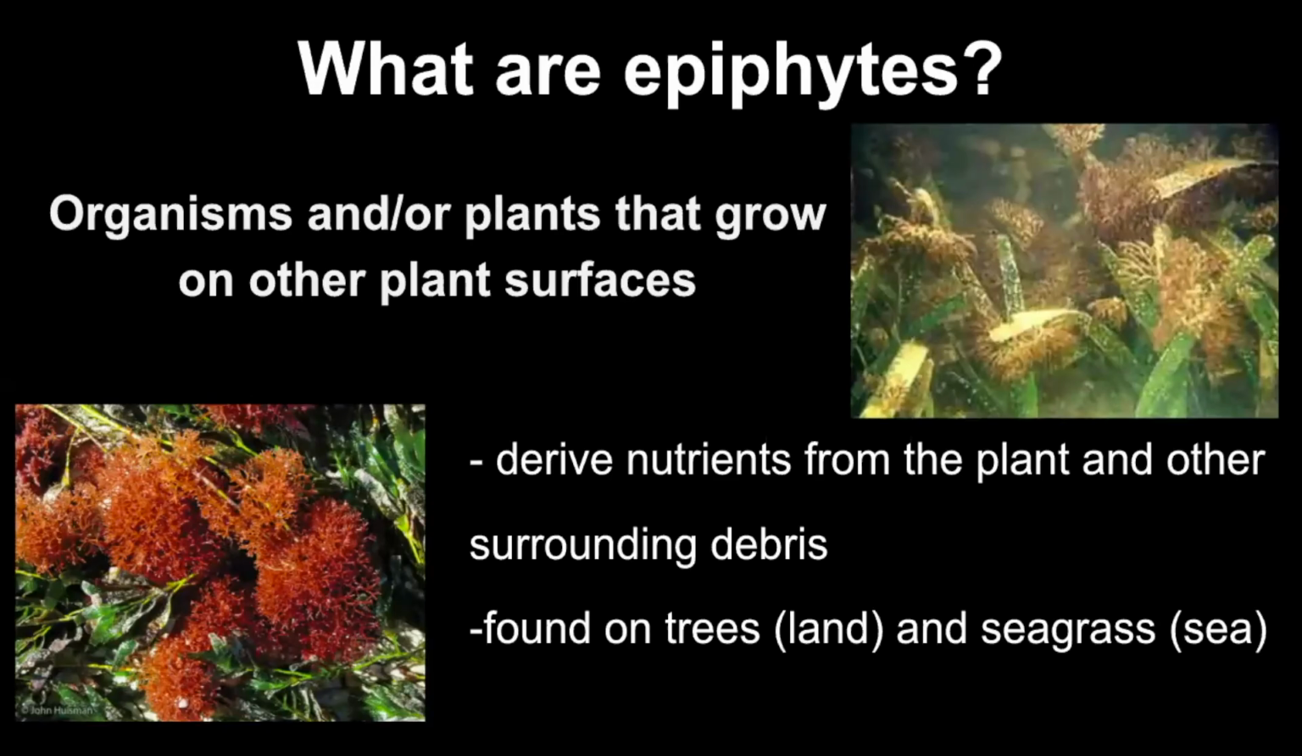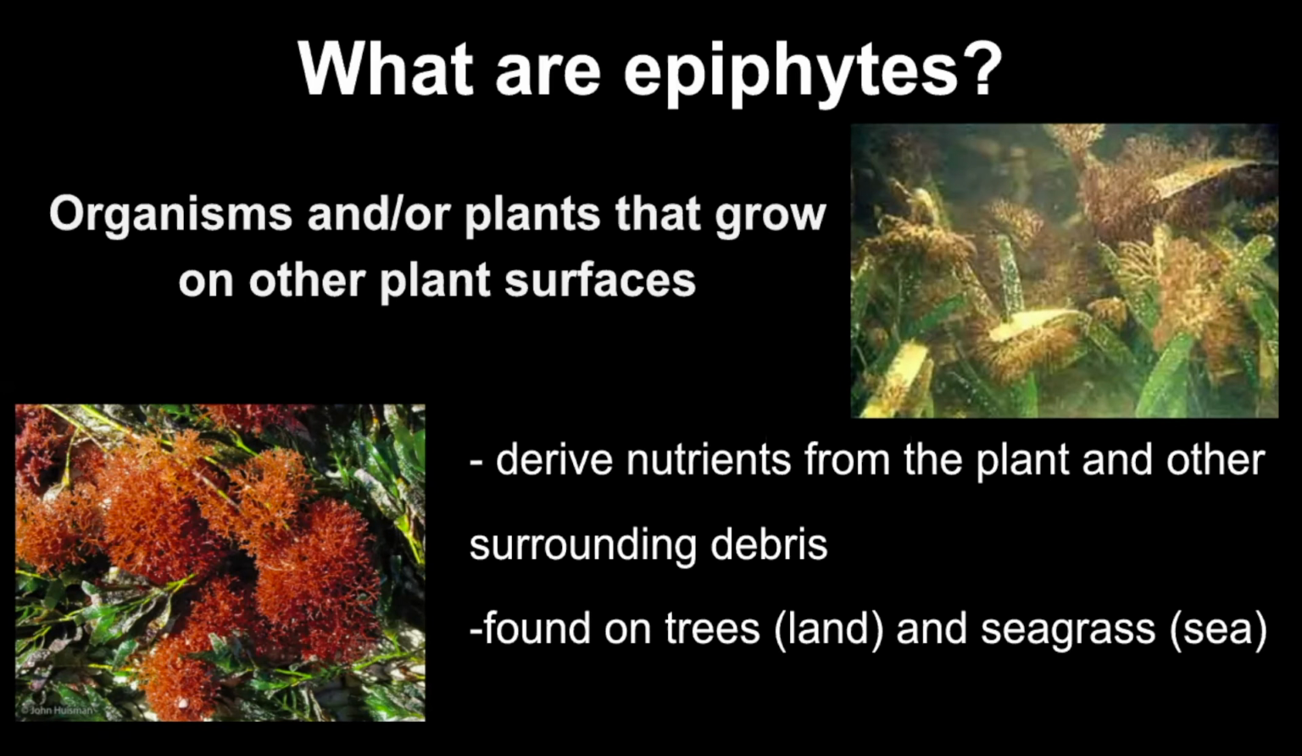What are epiphytes? Epiphytes are organisms and or plants that grow on other plant surfaces. So as you can see in the photo to the top right, there is a brown growth on the green stems of the plant. And then on your bottom left corner, you will see that there is a reddish orange growth on the plant as well.